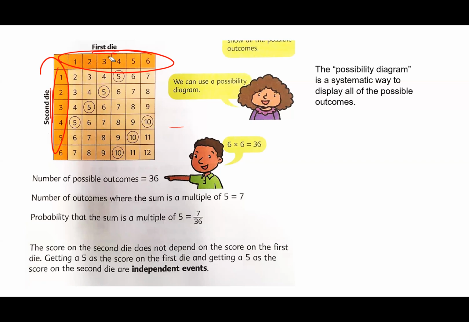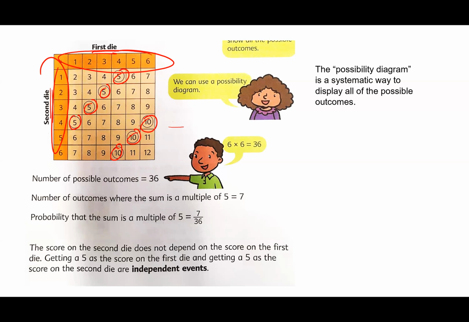Okay, so what are we looking for? We're looking for the number of outcomes where the sum is a multiple of 5. And so on your chart, you've had all of the 5s circled and you've had all the 10s circled. And so you can see from your chart that you have how many possible outcomes?